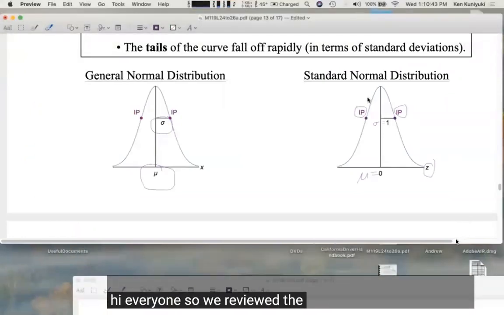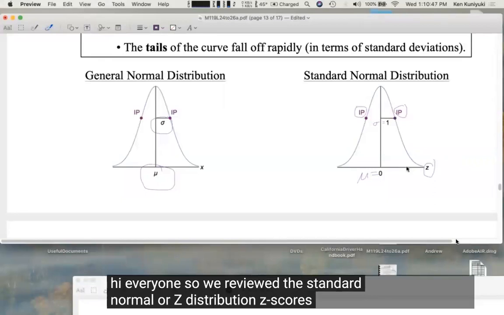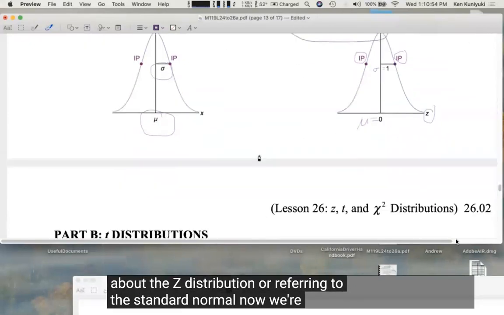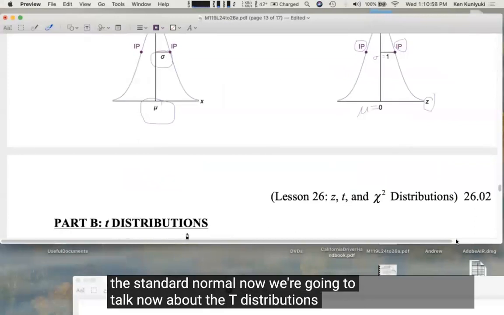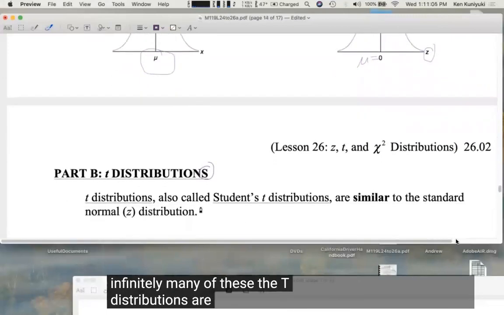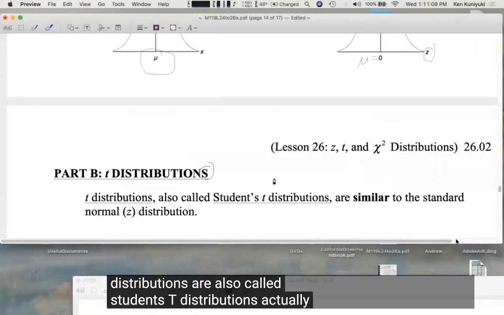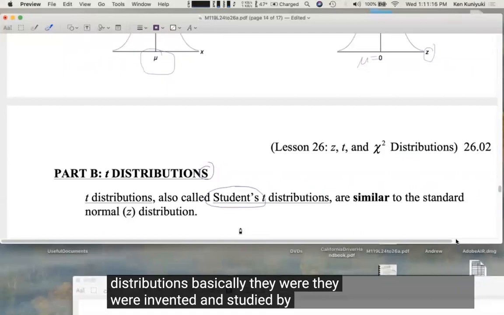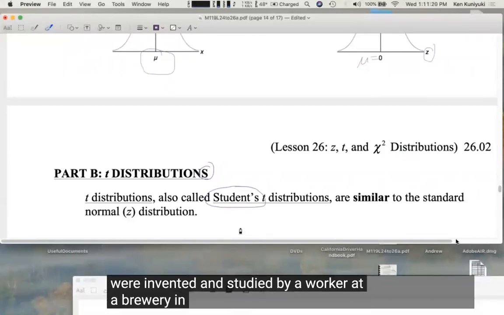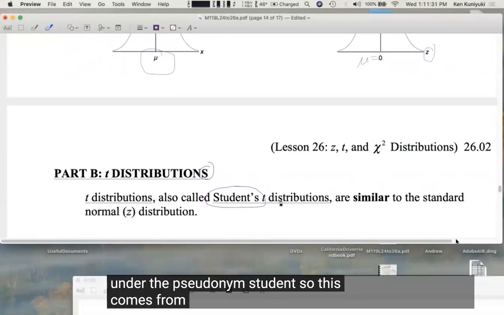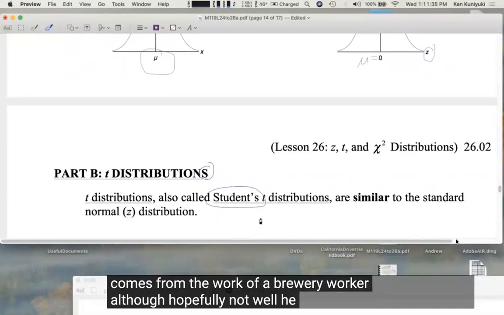Hi, everyone. So we reviewed the standard normal, or z distribution. Z-scores are used more generally, but when we talk about the z distribution, we're referring to the standard normal. Now, we're going to talk about the t distributions, plural, because there are infinitely many of these. The t distributions are also called student's t distributions. Actually, there's a good history to the t distributions. Basically, they were invented and studied by a worker at a brewery in Ireland. And because of the rules at the brewery, he had to publish under the pseudonym Student. So this comes from the work of a brewery worker, although hopefully not while he was drunk.